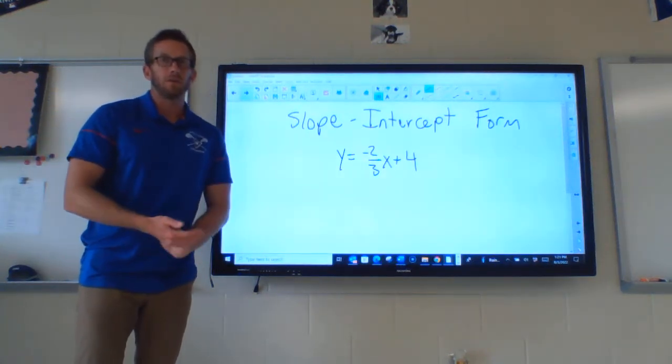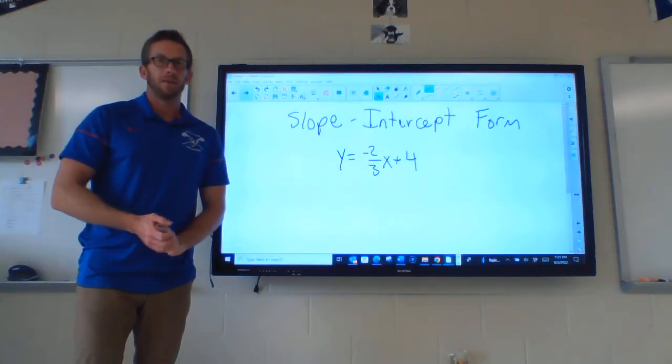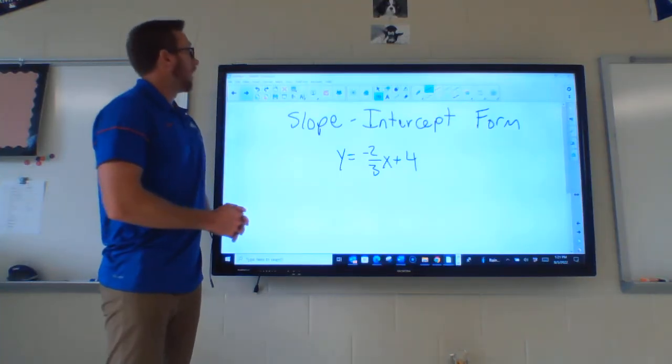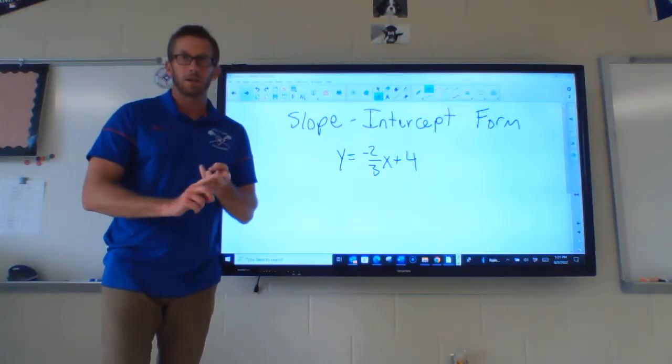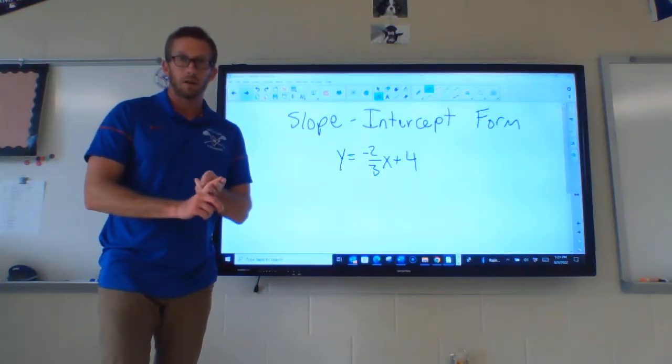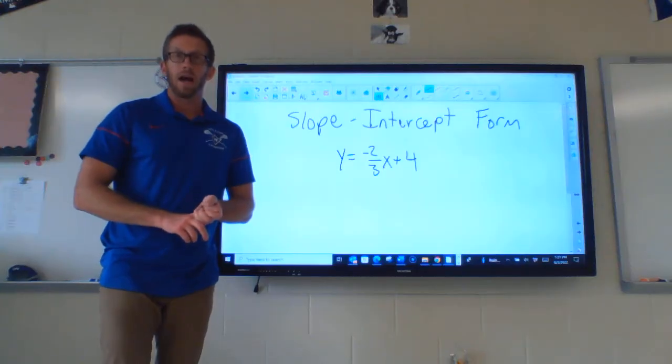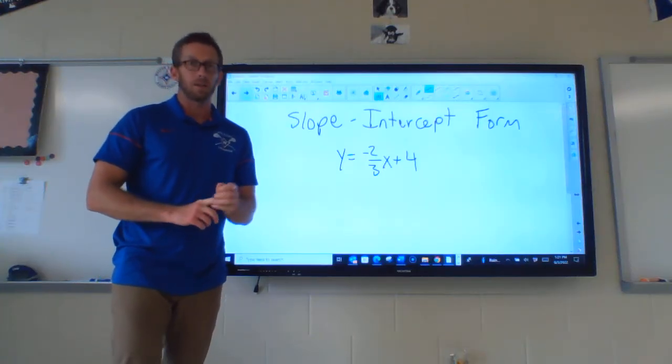I actually want to review the 5 ways that we could be graphing a line. First way is slope-intercept form. Second way is going to be standard form. Third way is going to be point-slope form. And then we're going to have horizontal and vertical lines as well.